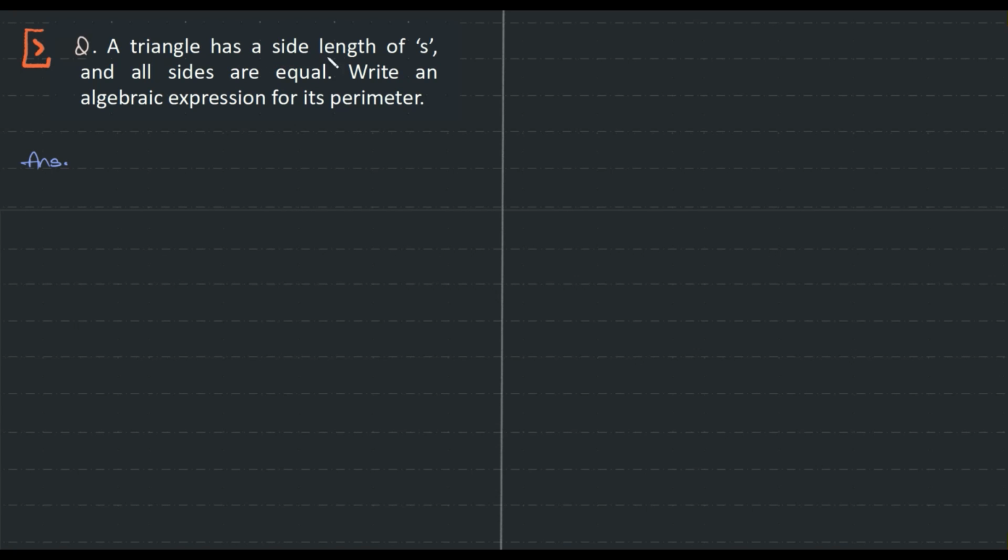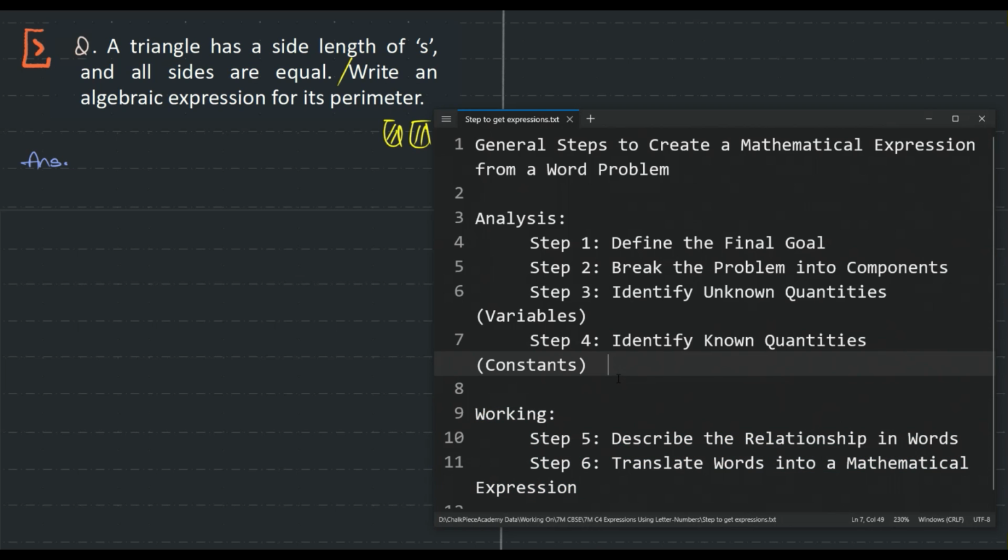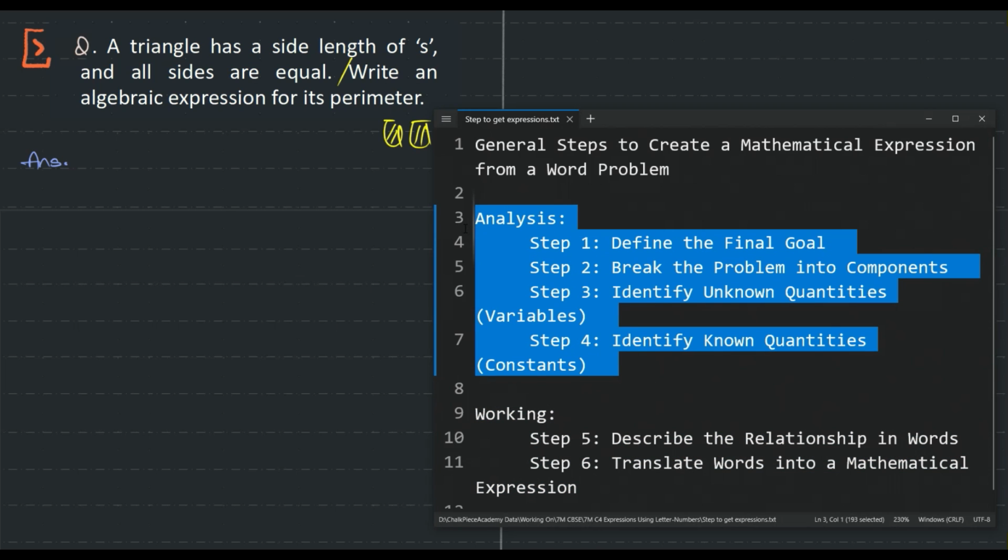A triangle has a side length of S and all sides are equal. Write an algebraic expression for its perimeter. Okay, I want you guys to pause, follow these steps, and I just want the analysis part. Try doing the analysis part.